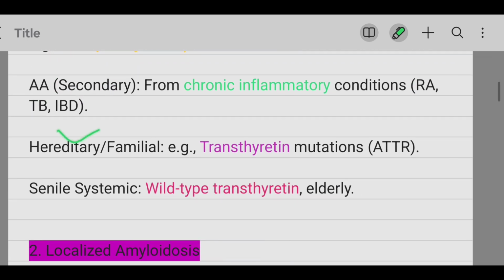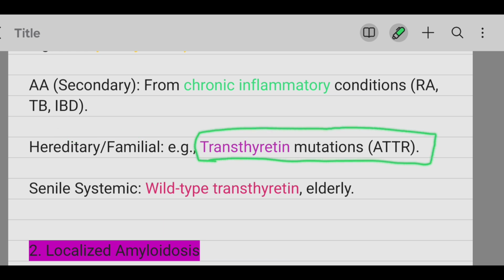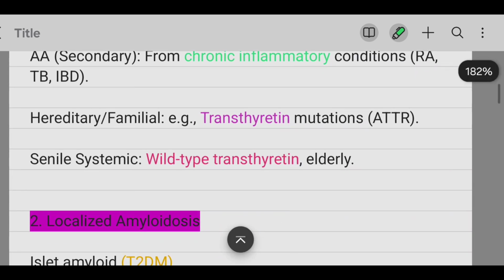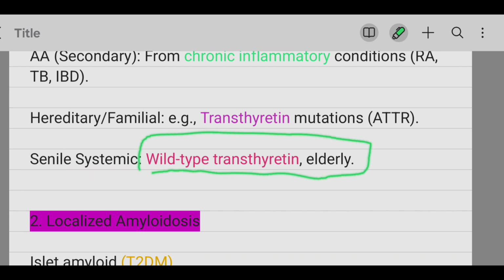Then we have hereditary or familial, that is transthyretin mutations, ATTR. Transthyretin mutations lead to the deposition of amyloid in the body. And then senile systemic amyloidosis. In case of senile systemic amyloidosis, there is wild type transthyretin deposition, especially in the elderly patients.